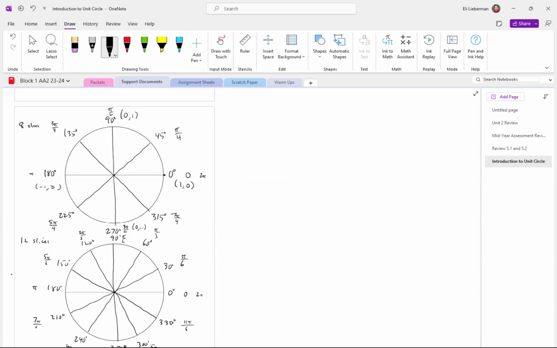Now for pi over 4, some people might say it's 1, comma 1. What do you think? Those people might be a little bit misguided. 1, comma 1 would be in the right direction, wouldn't it? But it's not a point on the unit circle. Were you able to get the coordinates of pi over 4? Check with your neighbor. If you and your neighbor can't figure it out, check with people around you.